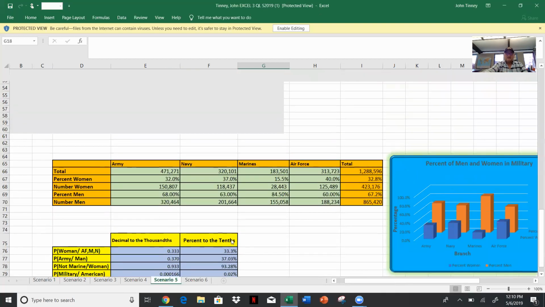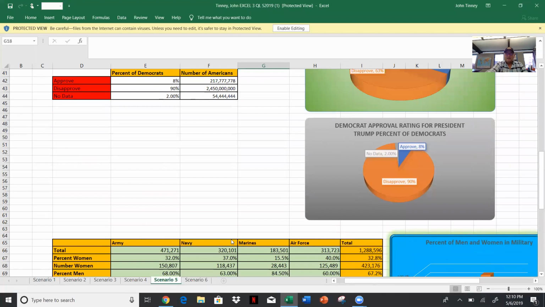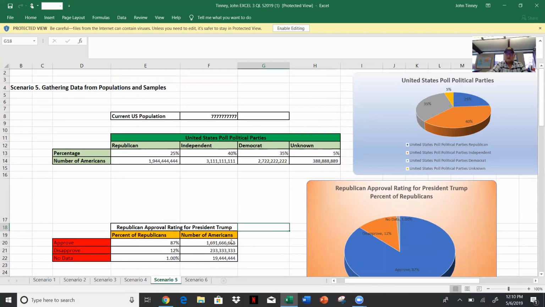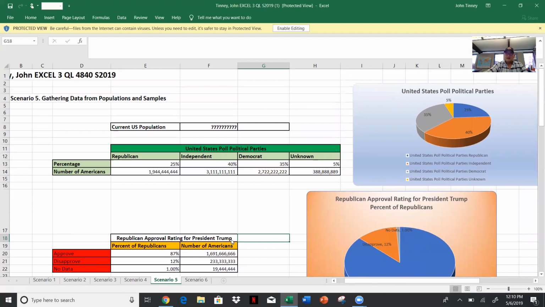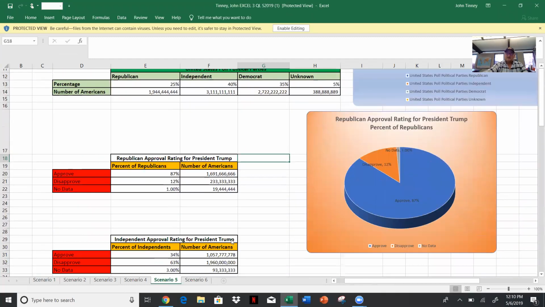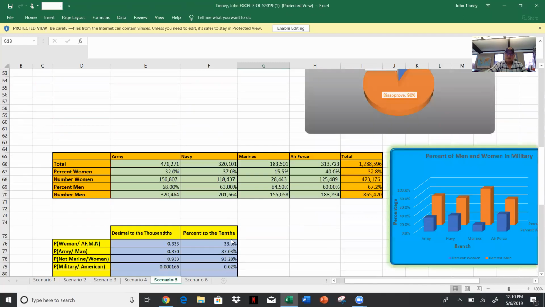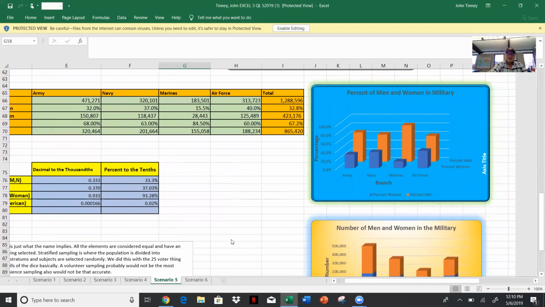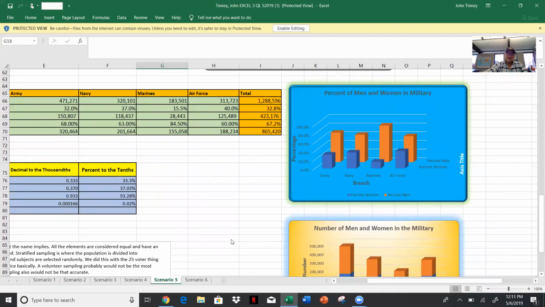And if you look at these different graphs that we've compiled here, the pie charts show about how many people approve of the president or don't. It shows about the political parties that were polled. The bottom couple of graphs we have here are about the number of men and women that are in the U.S. military.